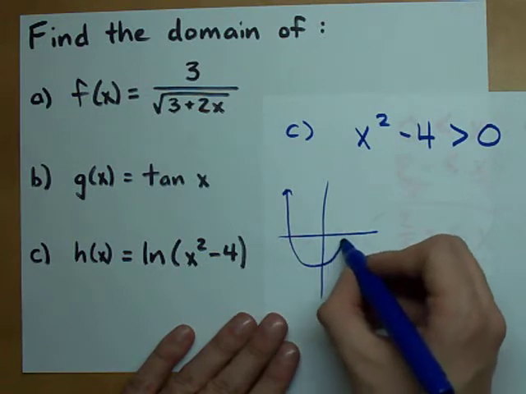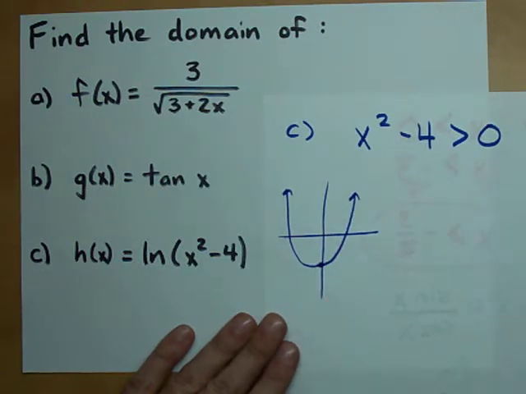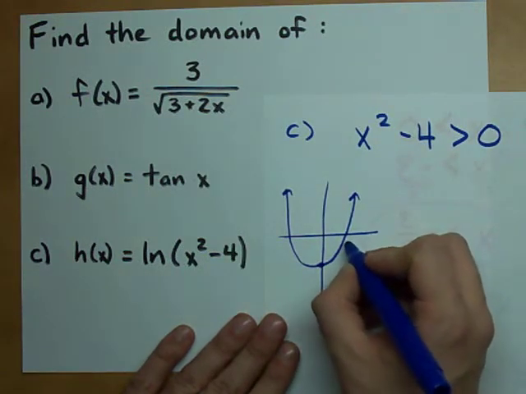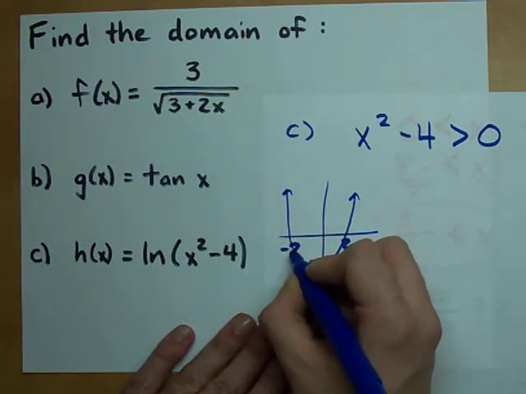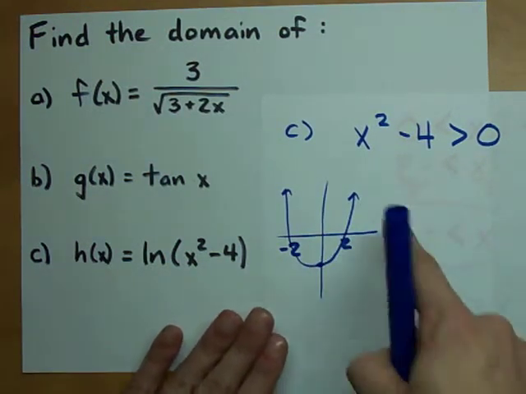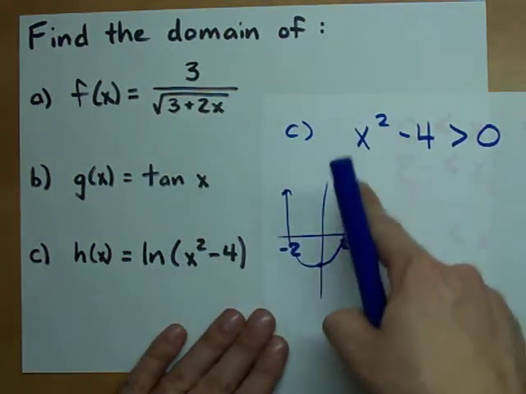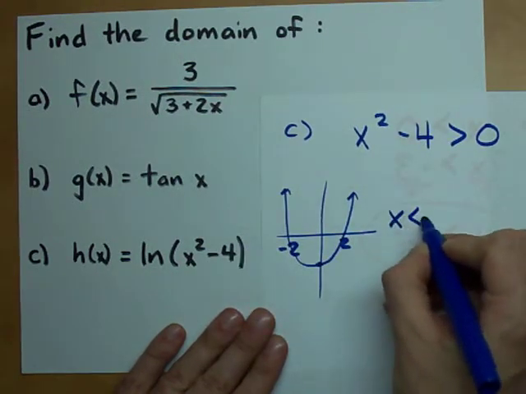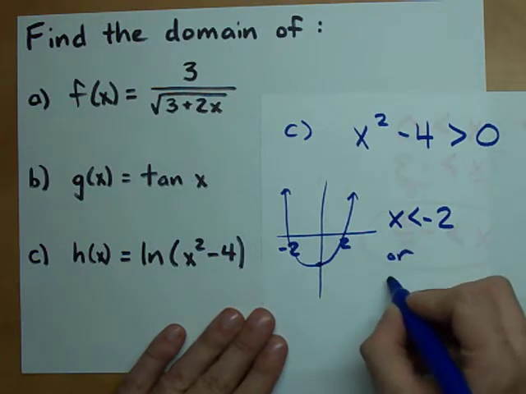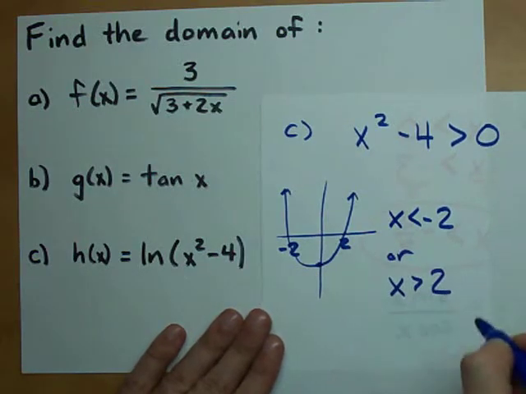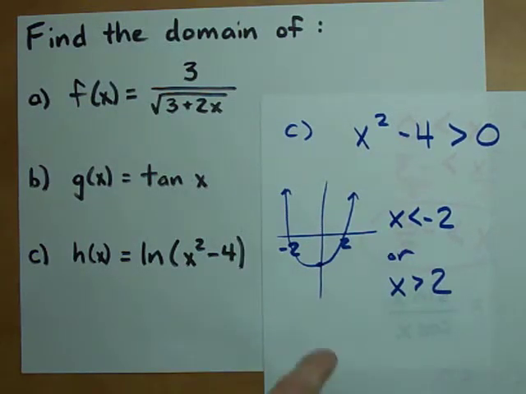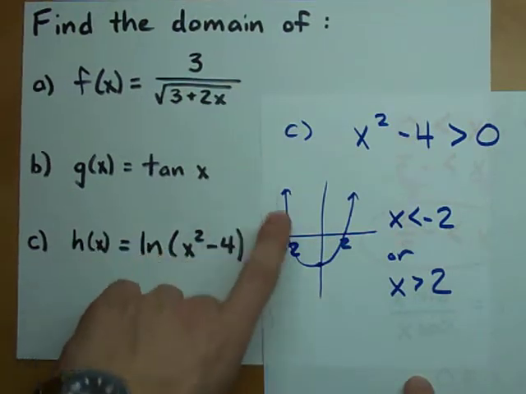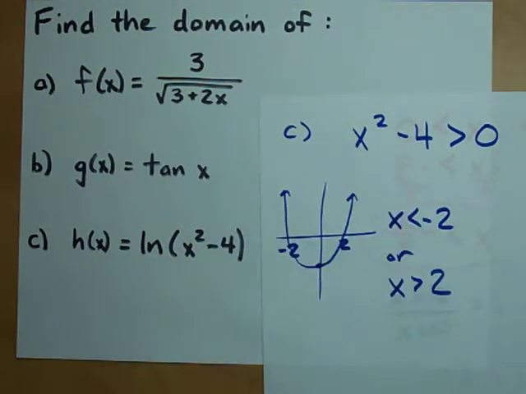X squared minus 4 appears something like this. It has x-intercepts at 2 and negative 2. And clearly this function, x squared minus 4, is greater than 0 when x is less than negative 2 or when it's greater than positive 2. See, on the left side of negative 2 and on the right side of 2.